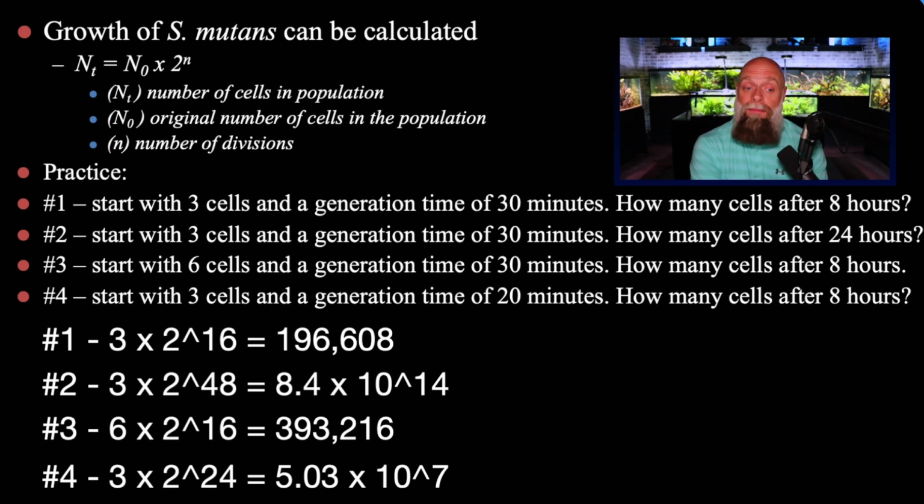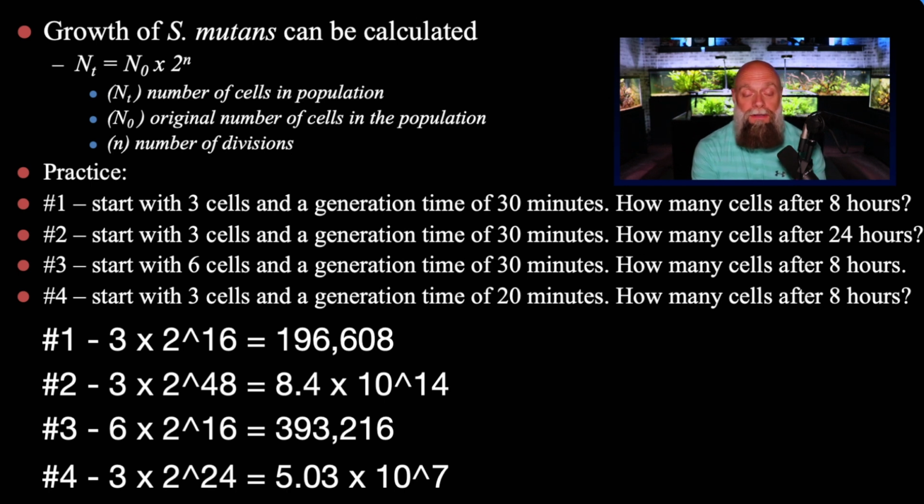In fact, it matters a lot more than even the beginning number of cells you're starting with, because here, 5.03 times 10 to the 7, we now have millions of cells. And the only thing that changed is we went from 30 minutes down to 20. And so we made the cells a little bit more comfortable, and they grew a lot more. And again, we see a massive difference, exponential growth. And so we've learned something.